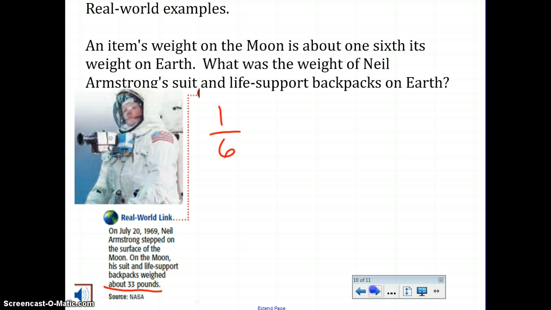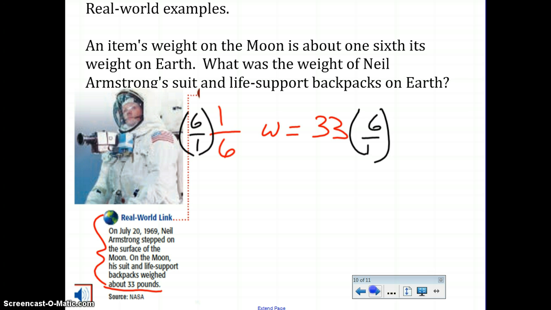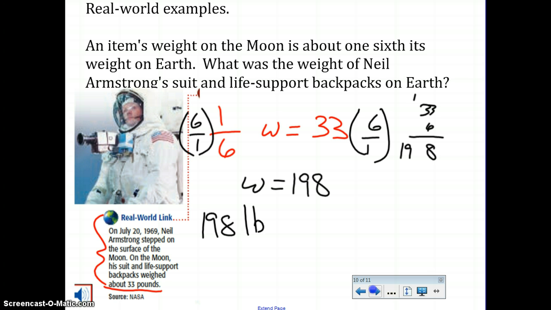So we know from reading through this that 1/6 its weight would be 33 pounds. So on the moon it was 33 pounds. How much is that going to be on Earth? So that would be the equation we need to work from. Here if I go 6 over 1, again multiplying by its reciprocal, we end up with W equals 33 times 6, 198. So we get an answer of 198 pounds.